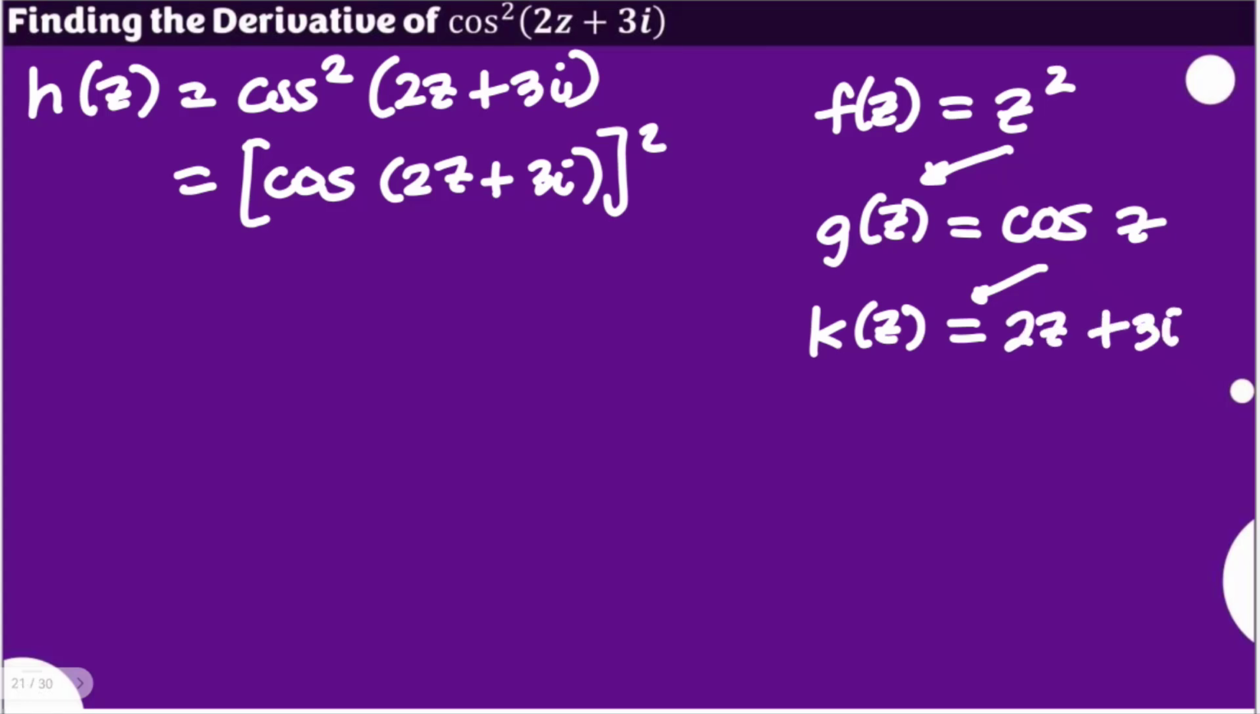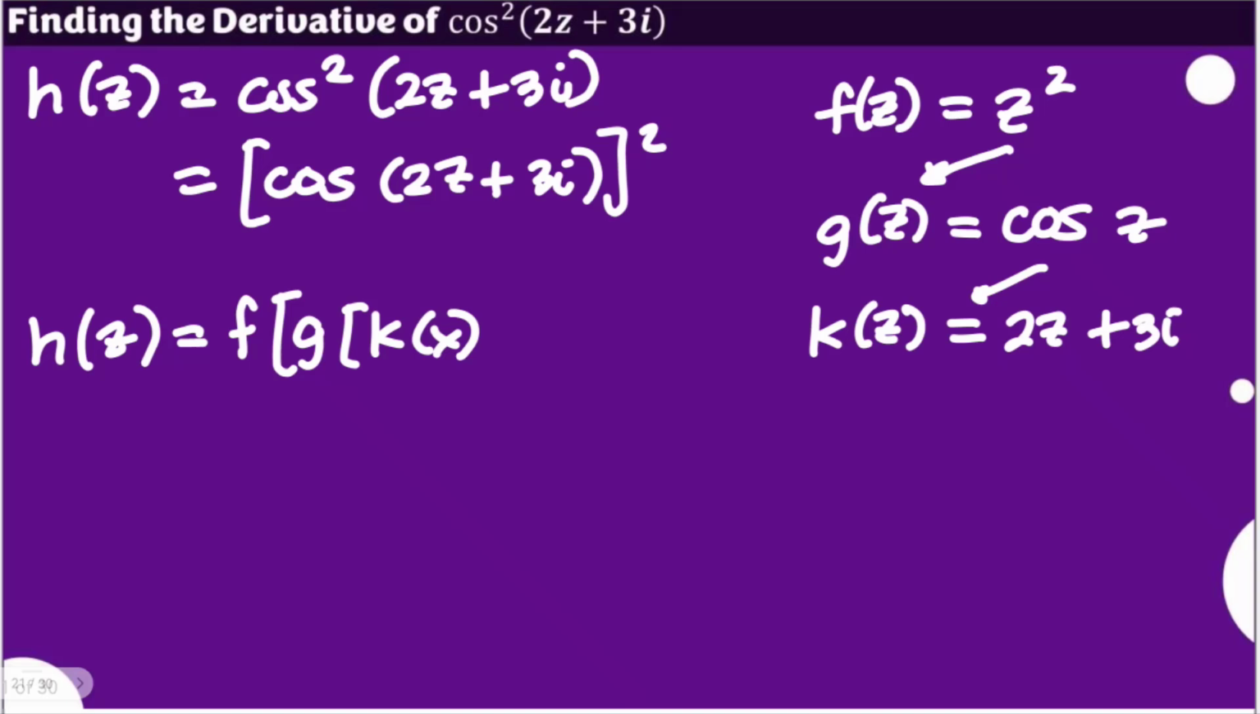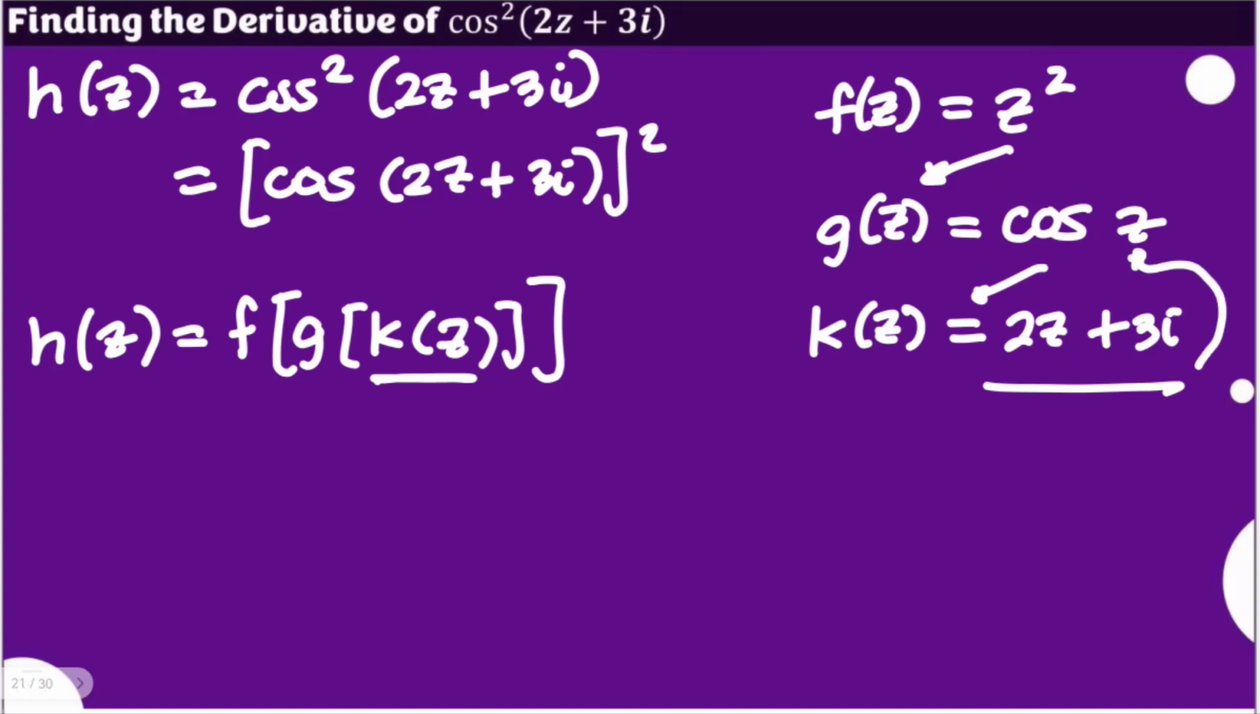So basically, if we're going to combine all of them, our h of z is just equivalent to f of g of k of z. Where your k of z is 2z plus 3i, placed as a component of your g of z, which is cosine z. That's why you will have this entire form, and that entire form would be squared as the component of your z here.